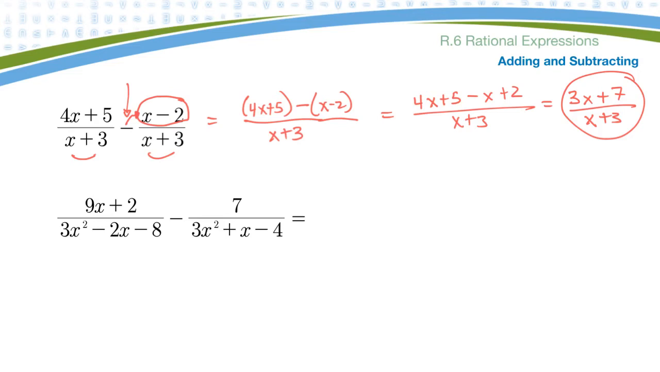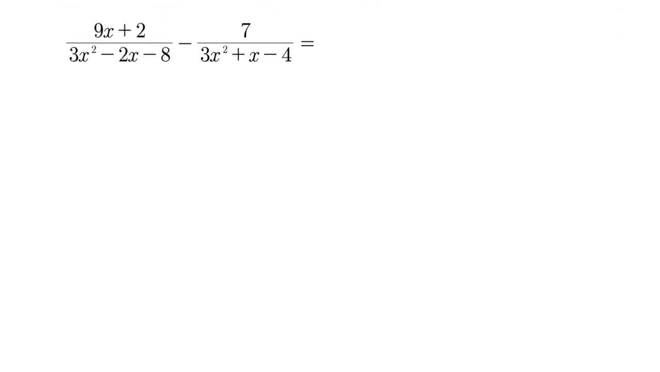Let's try one where it pushes us a little bit more. Okay, the denominators aren't the same, so I need to factor them. So let's write the first one, and let's try and factor it. I'm thinking 3x and x, and then maybe a 2 and a 4, like that. And the bigger number has to be negative, so this would be negative, this would be positive. Let me check. 3x squared minus 6x plus 4x. Yeah, that gives me minus 2x and a minus 8. Perfect.